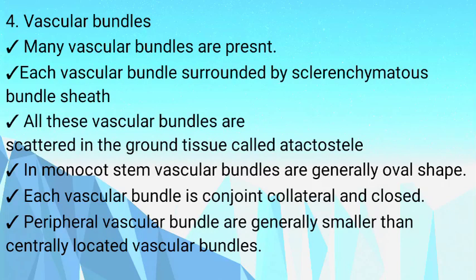Remember, vascular bundles in monocotyledons are large in number. These vascular bundles are surrounded by a sclerenchymatous bundle sheath. All these vascular bundles are arranged in a scattered manner in ground tissue, which is called atactostele. The peripheral side vascular bundles are small in size, and centrally located vascular bundles are big in size. All the vascular bundles are oval in shape. Each vascular bundle is conjoined, collateral and closed type.